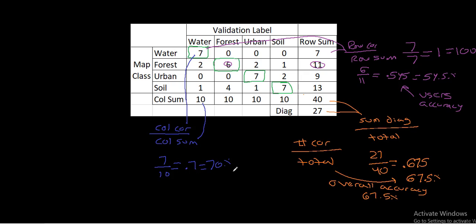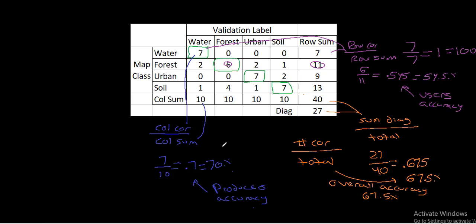Right? So let's take a step back for a second and think about what we've done here. In this case, the column correct is the number of times that we said that it was water, that the map also said that it was water. The col sum in this case is the total number of water validation data that we provided. Number correct divided by total number that we provided. So this is often called the producer's accuracy. And again, the next video is going to be delving more into the definitions of what these things mean.